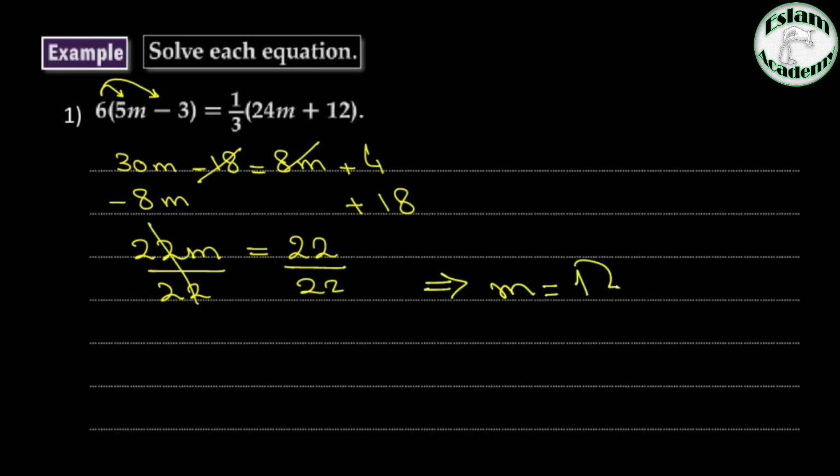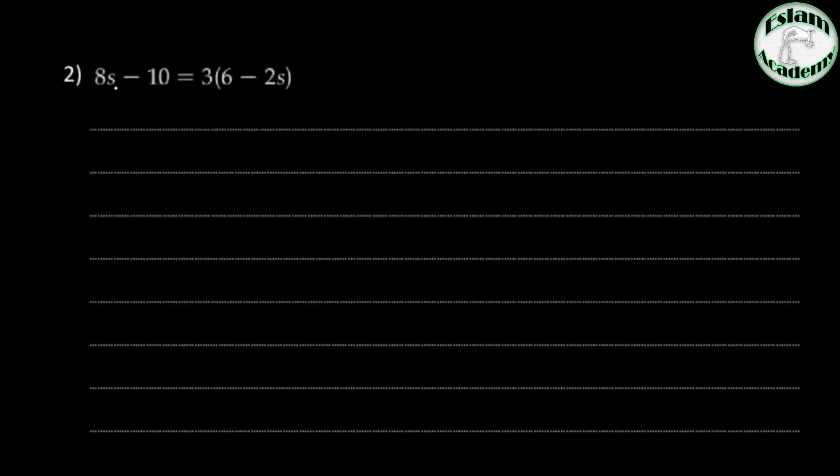Number 2. 8s minus 10 equals 3 times (6 minus 2s). Now we need to simplify it by using the distributive property, so we multiply 3 times 6 and 3 times negative 2s. So write 8s minus 10 equals 3 times 6 equals 18. 3 times negative 2 equals negative 6s.